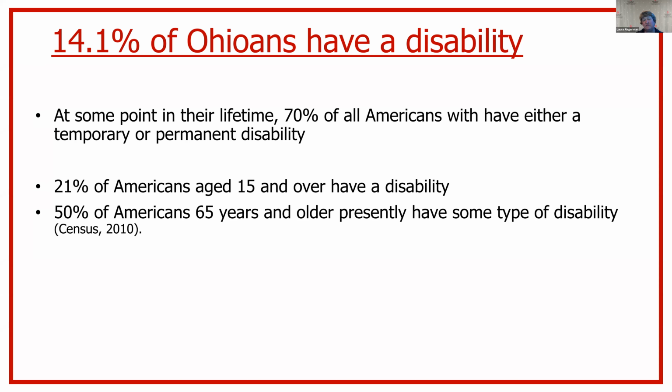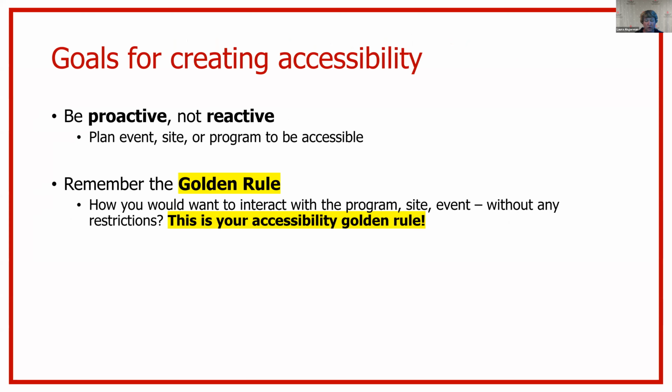21% of Americans aged 15 and over have a disability, and as we get older, 50% of Americans 65 and older presently have some sort of a disability. So there are a lot of people who do have a disability, whether it's obvious or it's not obvious. Next slide, please. And our goals for creating accessibility, I look at the ADA very simply as the golden rule. How do you want someone to treat you?